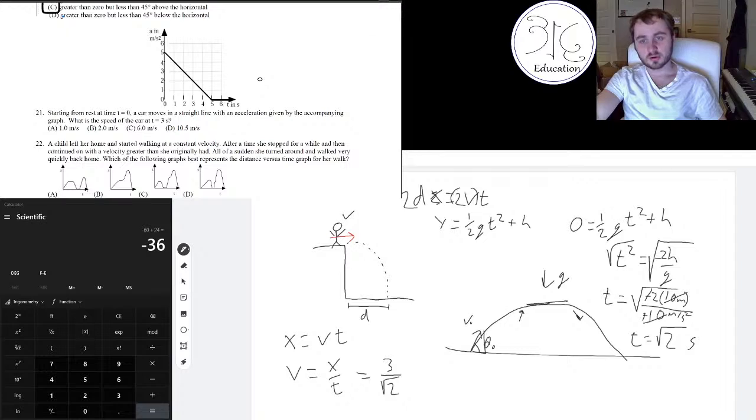Okay, next we've got, starting from rest at time t equals 0, a car moves in a straight line with an acceleration given by the accompanying graph. What is the speed of the car at t equals 3 seconds? We've got our acceleration. So once again, this is just going to be an area under the curve type thing. Oh, I didn't want that. So we've got a triangle of 2, and let's get our Jamboard.